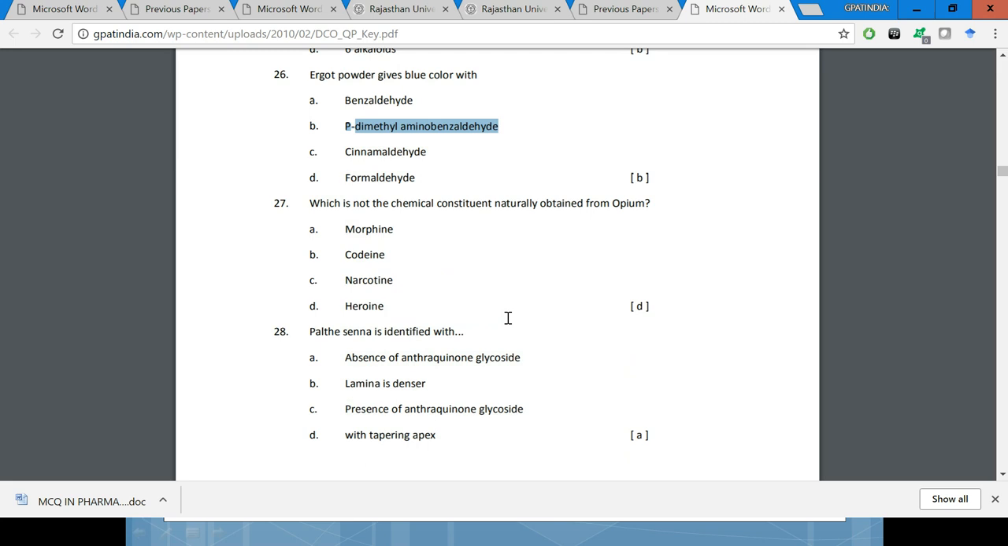Which is not a chemical constituent naturally obtained from opium? Morphine, yes. Codeine, yes. Narcotine, yes. Heroin, no. So D is the correct answer. Heroin, if you remember, is where both hydroxy groups of morphine are converted into esters, diacetylated. That is heroin, a semi-synthetic opioid. So the correct answer is D.